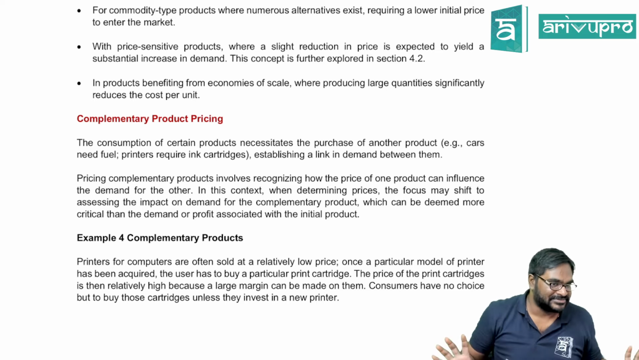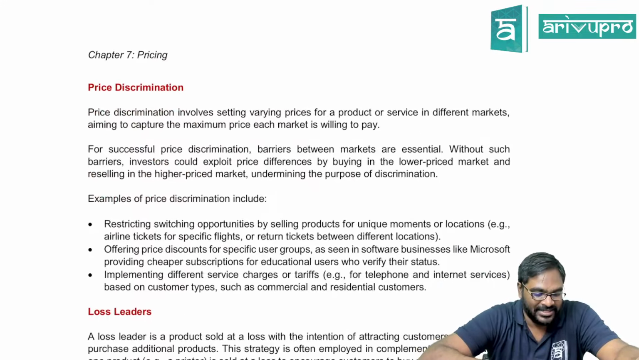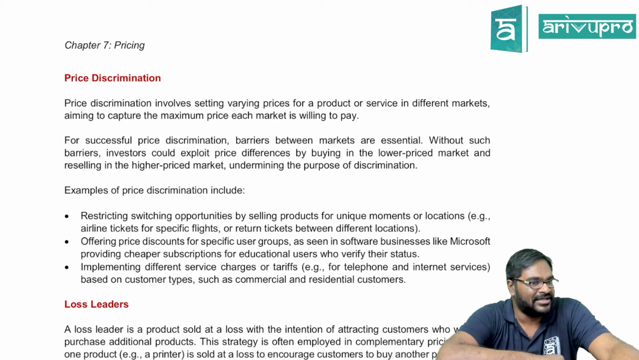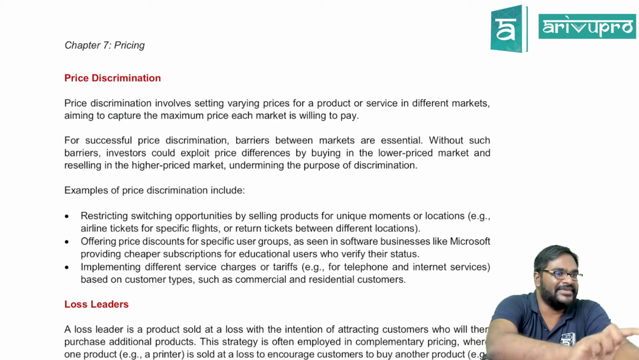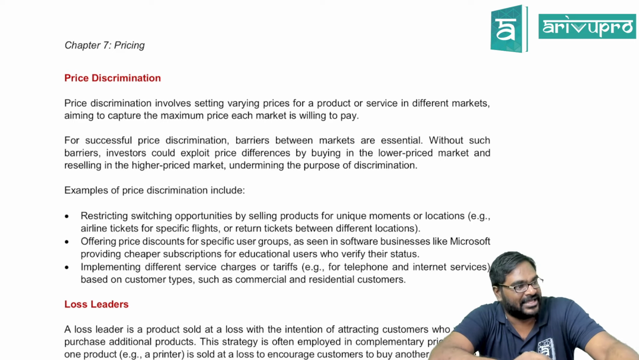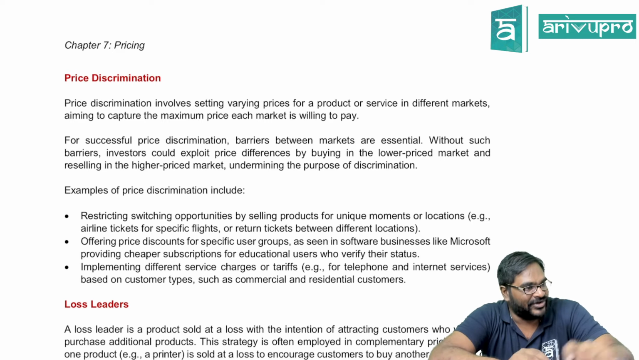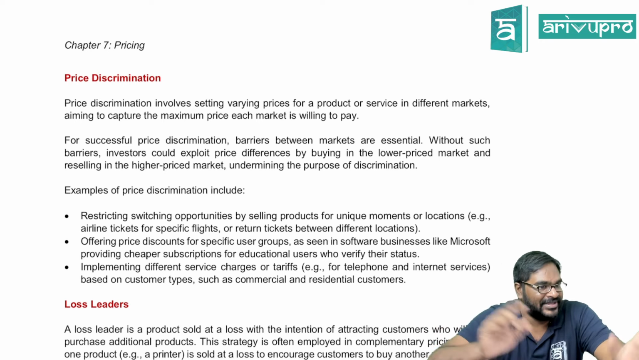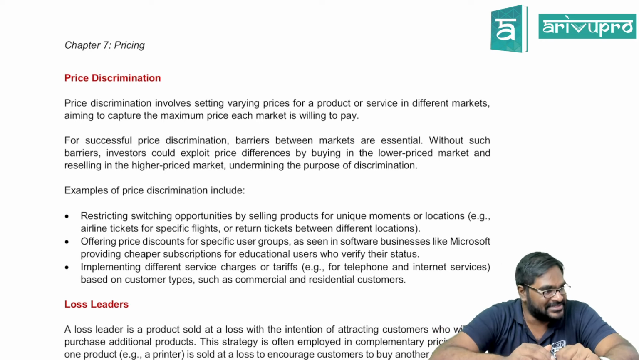Are we good? Next one, price discrimination. This is where for different markets, we give different pricing. Can we do that? We can. It depends not just on the country, we can do it country-wise as well. For India, we can give one price. For America, we can give another price. We can do that, isn't it?